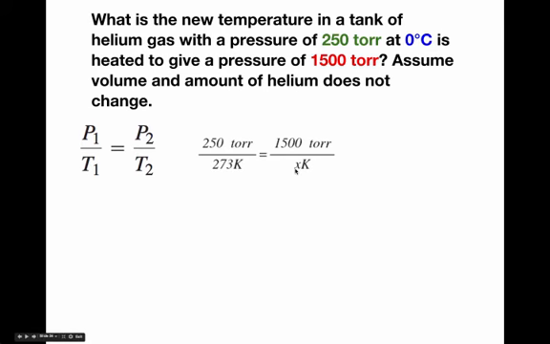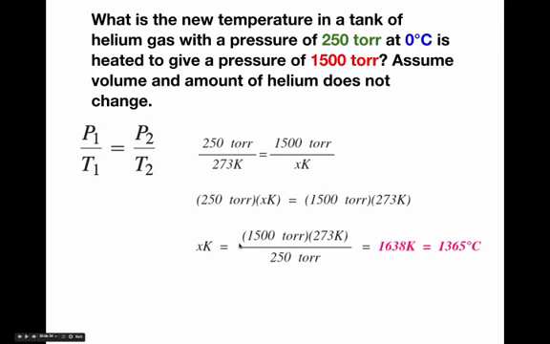We cross multiply and divide. Cross multiplying, we get 250 torr times X Kelvin. That's shown here, is equal to 1500 torr times 273 Kelvin. And to get X Kelvin all by itself, we divide both sides by 250 torr. When we do that, X Kelvin is equal to 1500 torr times 273 Kelvin divided by 250 torr. And again, you can see that we have torr in the numerator, torr in the denominator. Those cancel. The only units we're left with are Kelvin.